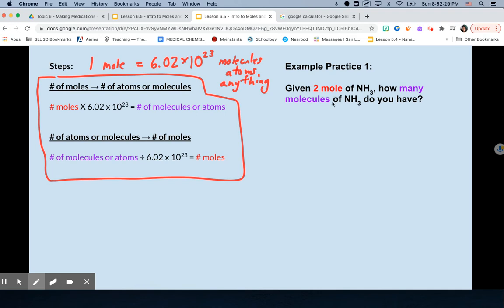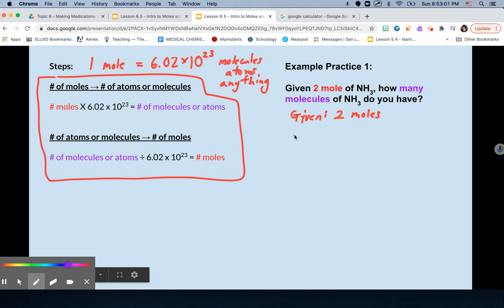Okay, so here, given 2 moles of NH3, how many molecules of NH3 do you have? So I need to pay very close attention to what I'm given and what the question is asking, right? So know that I'm given a number in moles, specifically 2 moles, right? And the question, or what I'm trying to find, is how many molecules.